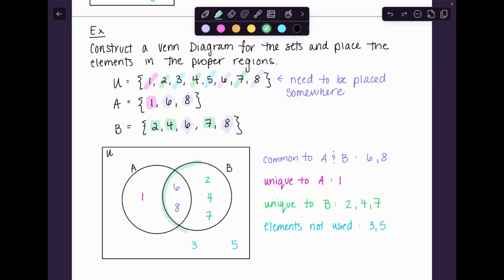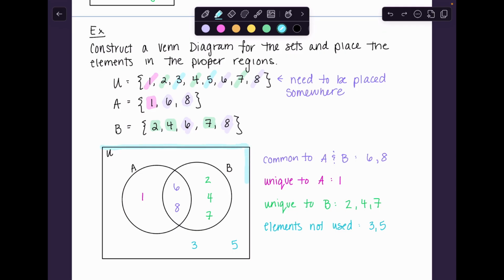Anything inside this circle is what's in set B. So that's 2, 4, 6, 7, 8. Try to put it in order when it's numbers. 6 and 8 is the overlap between these 2 sets. And then 3 and 5 do not belong to either one, but again, they're part of U.